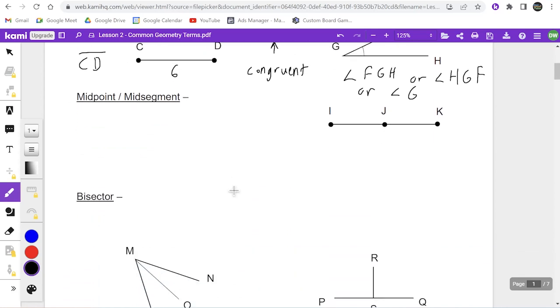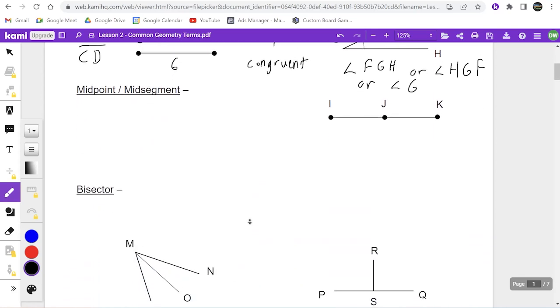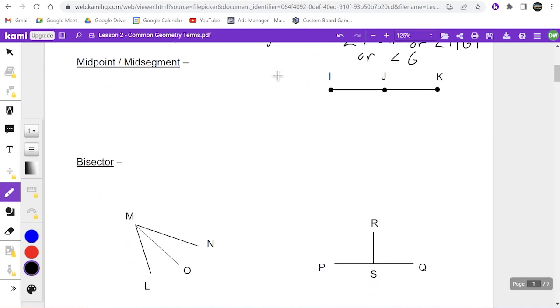Next, we're going to talk about the midpoint and the mid-segment. Midpoint is just a fancy word for the middle of a line segment. That's all it is. So let's say that this is cut in half exactly, and the way you'd represent something getting cut in half is you'd write little tick marks here, like this.